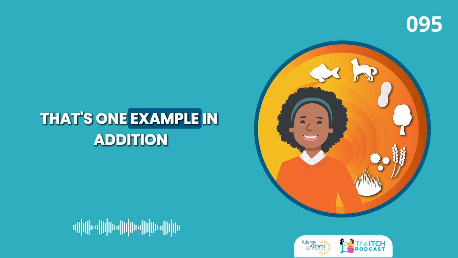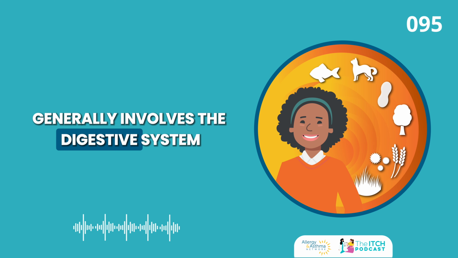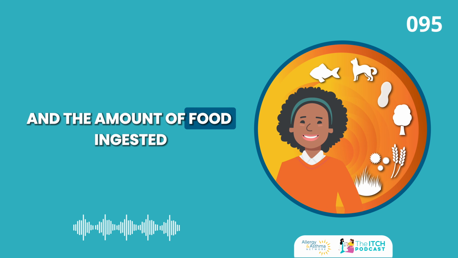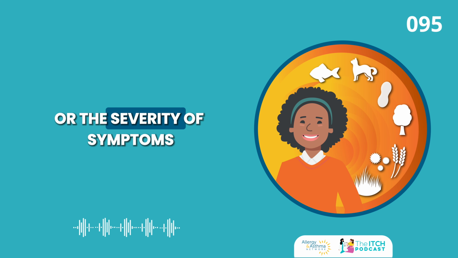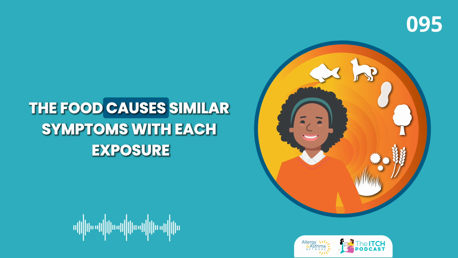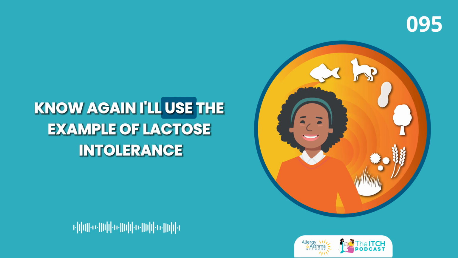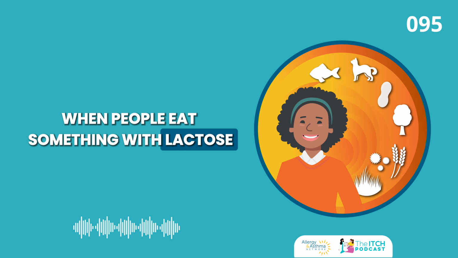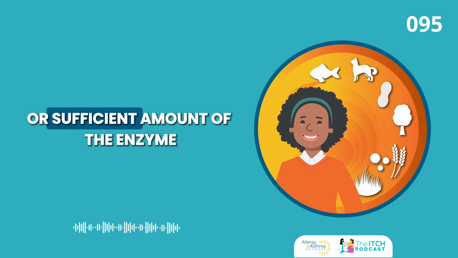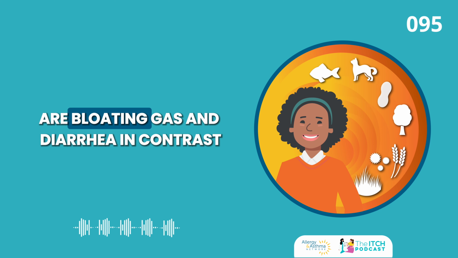That's one example. In addition, food intolerance generally involves the digestive system, and the amount of food ingested is directly linked to the amount of symptoms that someone's going to have, or the severity of symptoms. And the food causes similar symptoms with each exposure. So again, I'll use the example of lactose intolerance. When people eat something with lactose and they don't have that enzyme or a sufficient amount of the enzyme lactase, then some of the common symptoms that they might have are bloating, gas, and diarrhea.